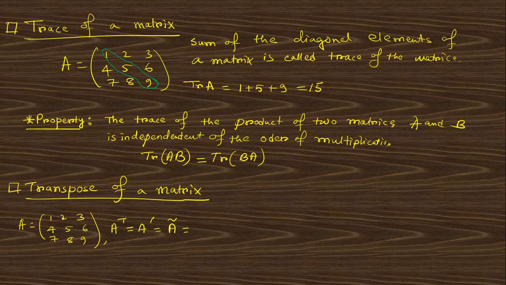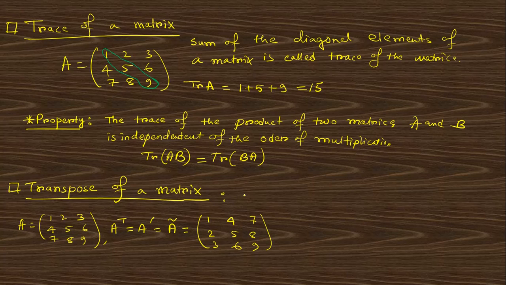The transpose means the change of row and column. What is written along the row, we write along the column. This is the transpose, the interchange of row and column. So you can see, along the row we write along the column: 1, 2, 3, then 4, 5, 6, and 7, 8, 9. Clear? This is the transpose of this matrix.